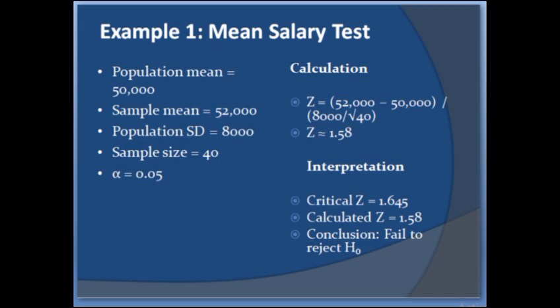And the interpretation includes: critical Z is equal to 1.645, calculated Z is equal to 1.58, and the conclusion is we fail to reject the null hypothesis.